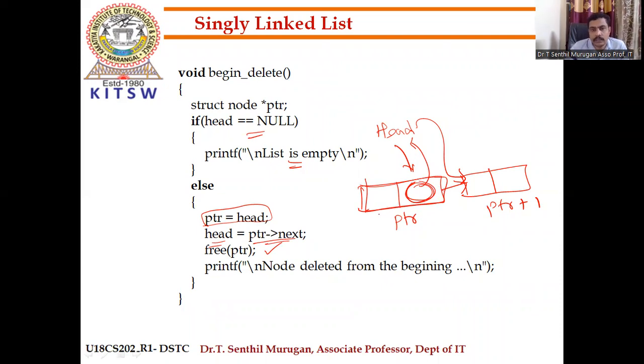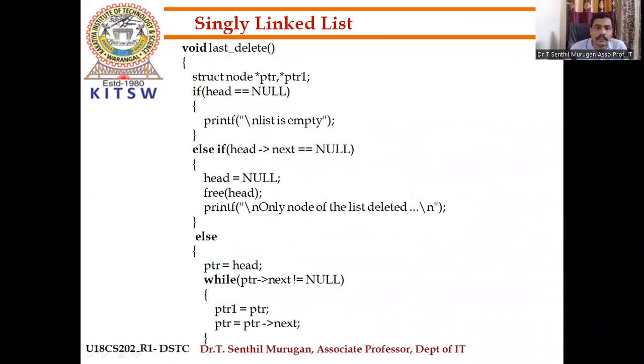Got it? Okay, so next is deleting the last node. The list is there, so we have to traverse it.